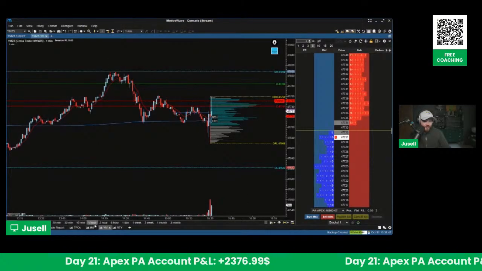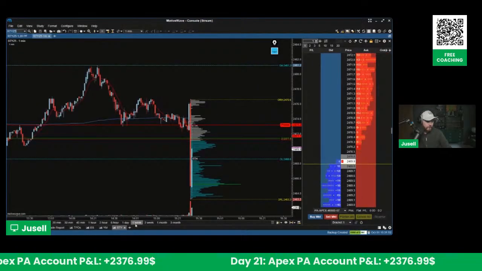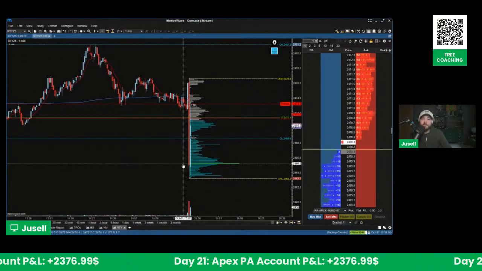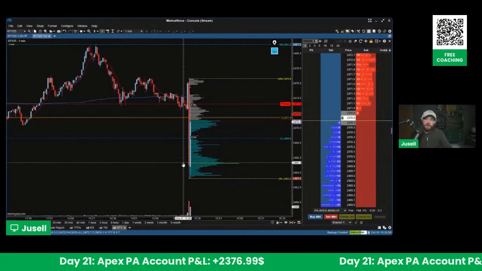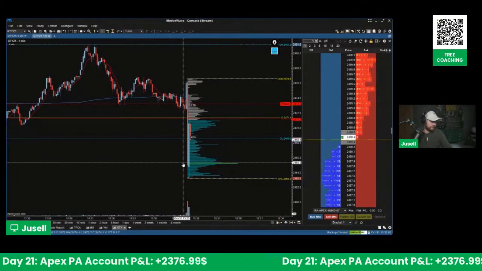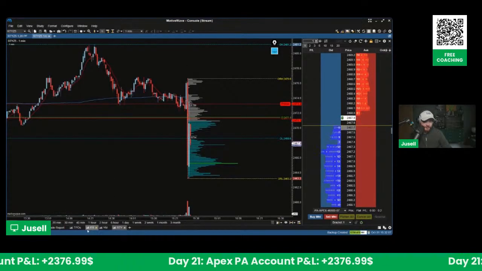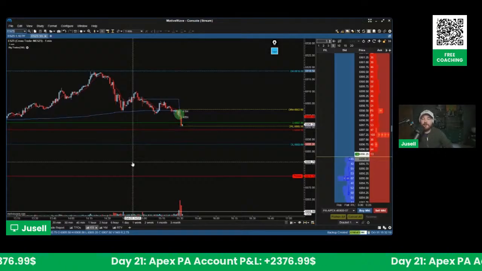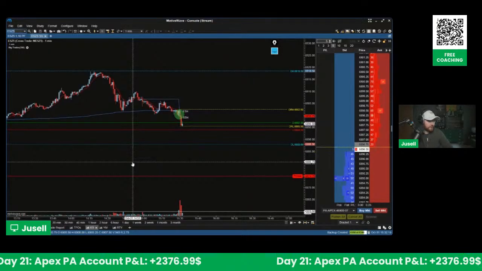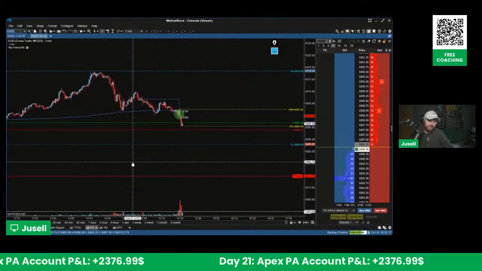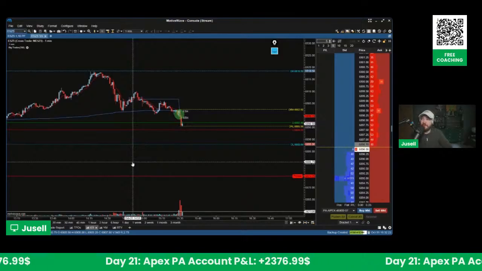YM already closing the gap, so ES is the only market that will give us our setup today. All right, let's go back to ES. If there's someone who'd like to see any other products like NQ or something, I can go through NQ as well. I don't trade NQ, but I can look at it for sure if there's interest in that.